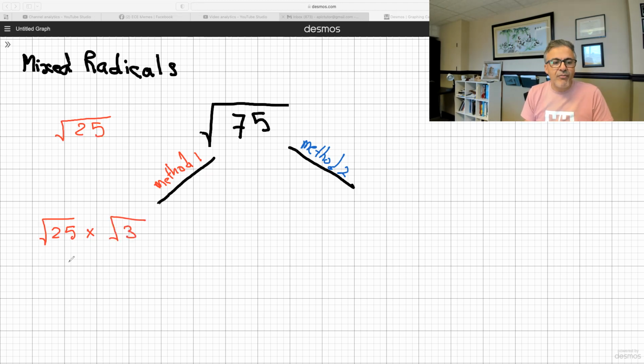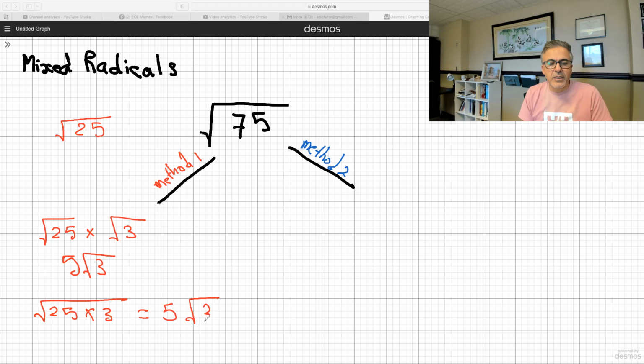Now, the square root of 25, you know, is 5, but the square root of 3, you cannot square root that, so you just keep it as square root of 3. You also could just write them under one square root as 25 times 3, and then you know the square root of 25 is 5, but the square root of 3, you cannot do it, so you just leave it as that. So this is the first method.